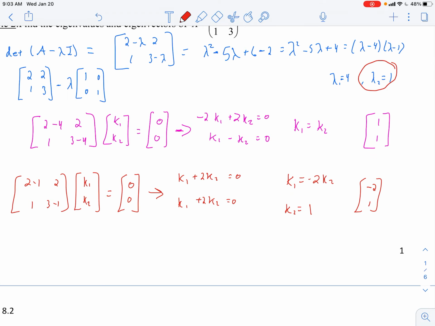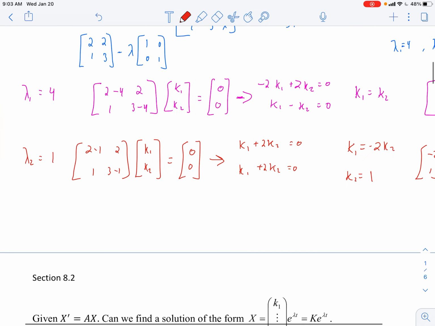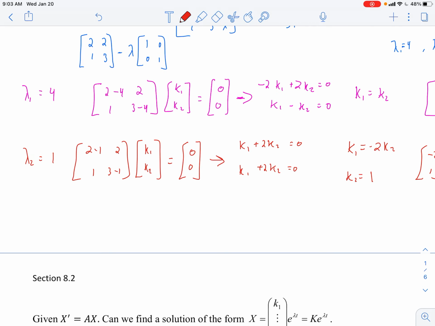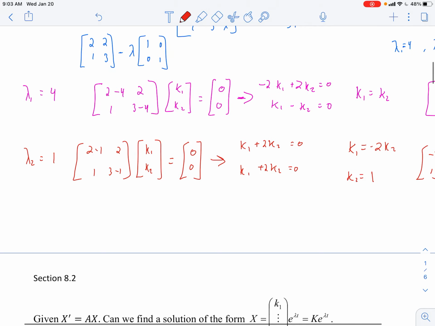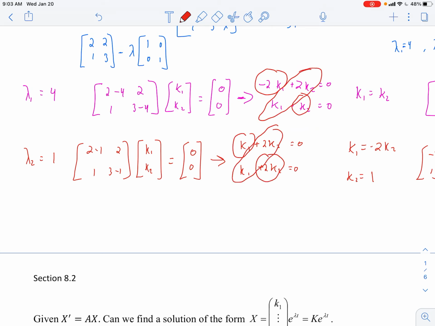Now let's find it when lambda sub 2 is equal to 1. So we plug that in. Same thing, 2 minus lambda, and then keep the 2, the 1, 3 minus lambda. Put that into a system over here. So we have our system. 2 minus 1 is 1, so it's k sub 1 plus 2 k sub 2, 0. Hopefully you notice those are the only two that are going to be different. All the other ones are going to be the same.